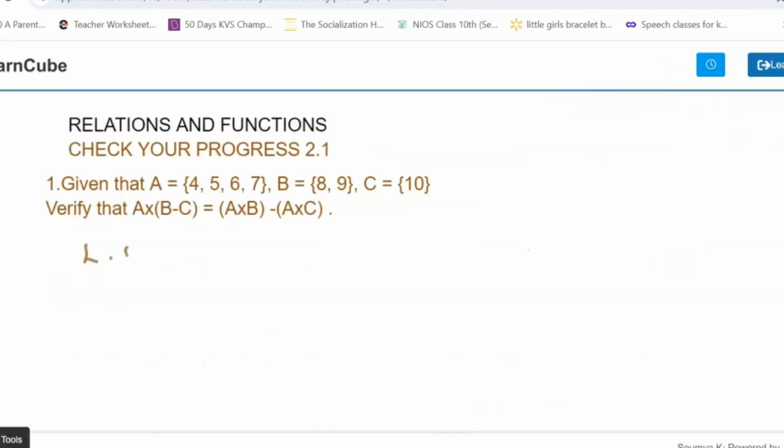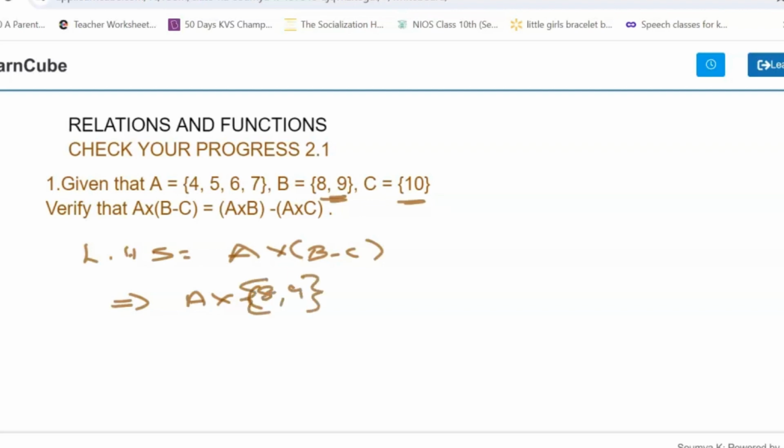We have to take the left hand side, LHS, that is A cross (B minus C). That means you have to find B minus C first. So when you find B minus C, you will have the result as {8, 9}. You don't have anything to reduce from here. Now you have 4, 5, 6 and 7 in the first set, that is A, and then 8, 9. Find out their Cartesian product.